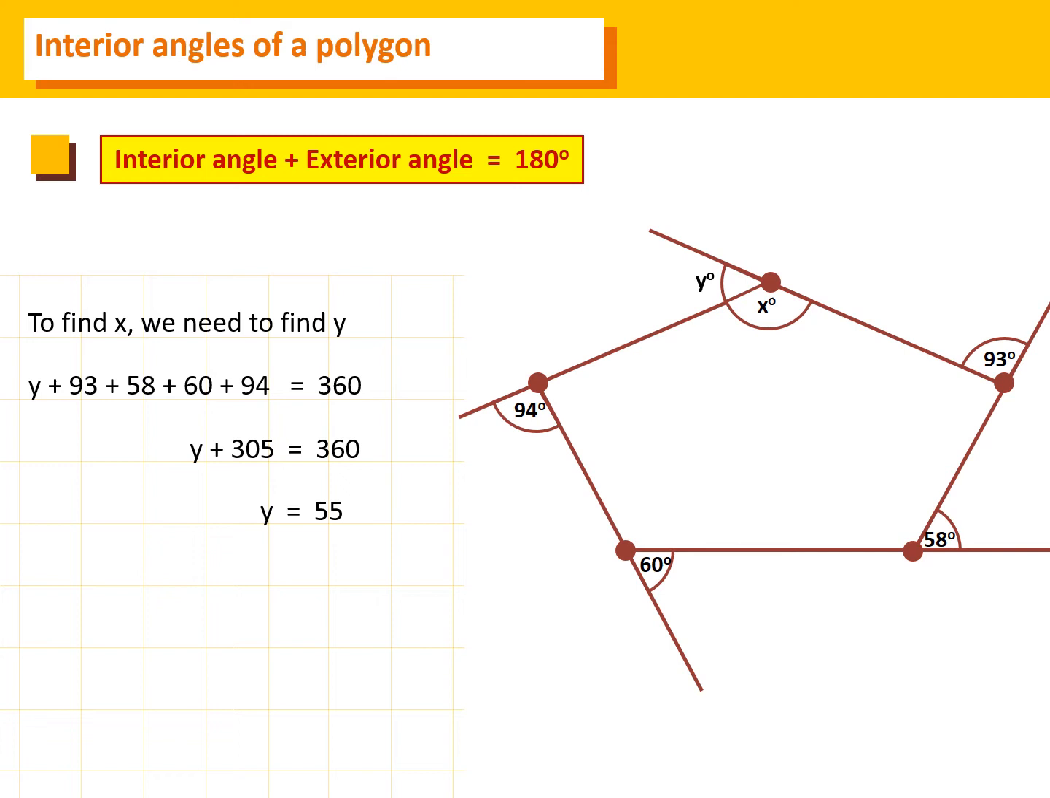But we're not being asked to find y. Y is only a stepping stone in order to find x. And we're using the fact at the top of the screen there that an interior angle and an exterior angle add up to 180 degrees, which means y and x add up to 180 degrees. Well, we know what y is. It's 55 degrees. Therefore, from that, we can calculate x. We subtract 55 from 180, and that gives us 125 as our value for x.